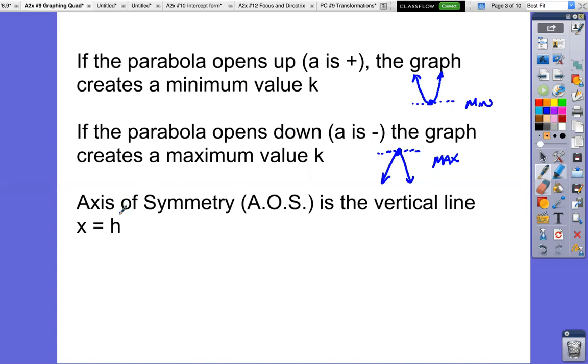Now, axis of symmetry, we've been talking about for about 4 days now, but your axis of symmetry is just the line, the equation, x equals whatever the h value is. Pretty simple. So the axis of symmetry is that dotted line that goes straight down through the vertex. Any questions at all so far?